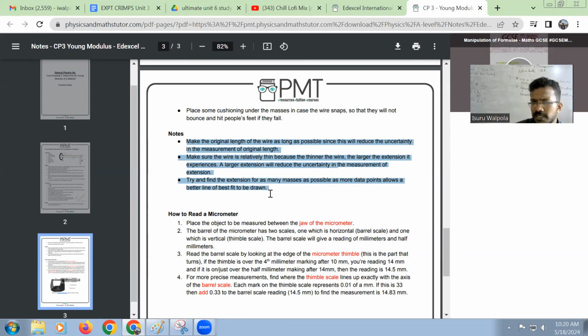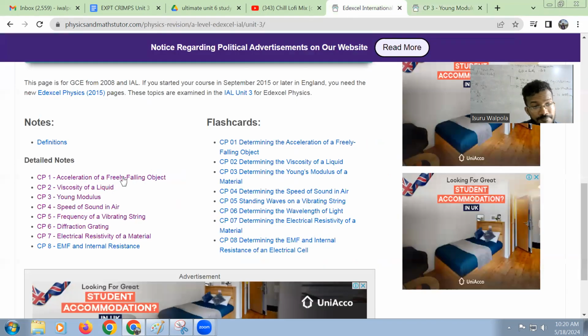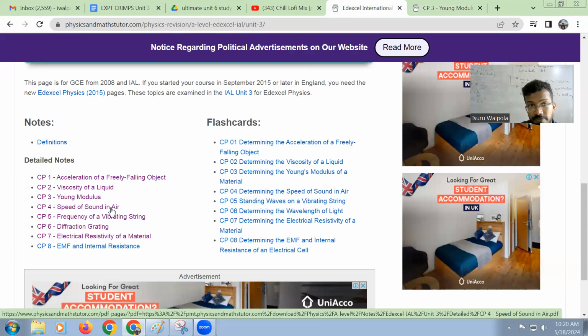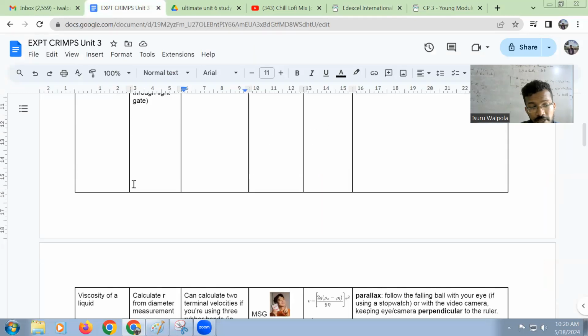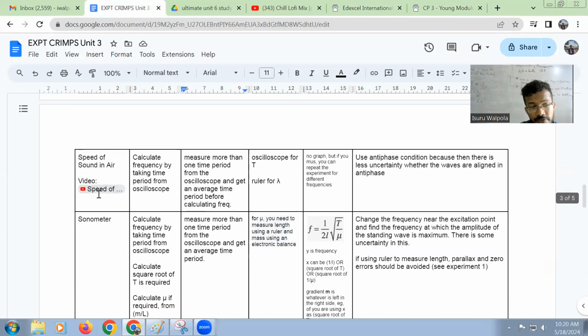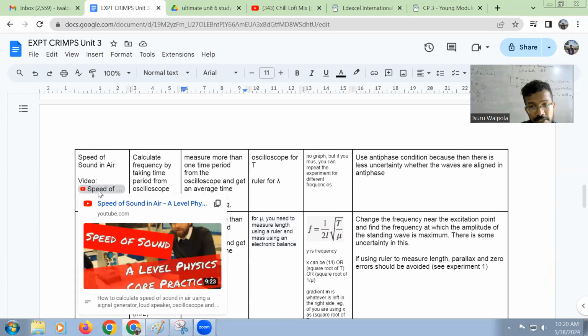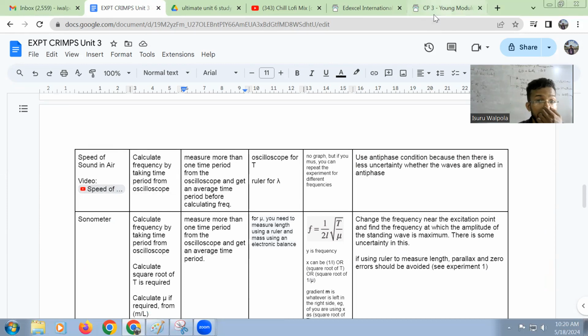I have only noticed errors in one sheet, which is the dual beam oscilloscope experiment. The note that's there in Physics and Maths Tutor is wrong. Unfortunately, for the speed of sound in air experiment, don't refer to this. Instead, in this document, I have included a video link. There's a British teacher that demonstrates this and explains the theory behind it.